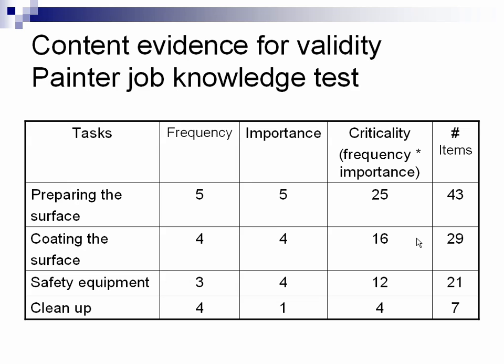So to gather content evidence for a painter's test, again, we would interview subject matter experts and ask them about the tasks in their job, how frequently they perform them, and how important they are to the job. After this, we come up with what is called a criticality index, and that is used to compute the number of items that will be on the final test. Based upon this information, looking at the slide, you can see that, for example, preparing the surface and coating the surface are very much more important than, for example, cleaning up. And in this case, preparing the surface and coating the surface will show up with 43 items on the test and 29 items on the test, respectively.